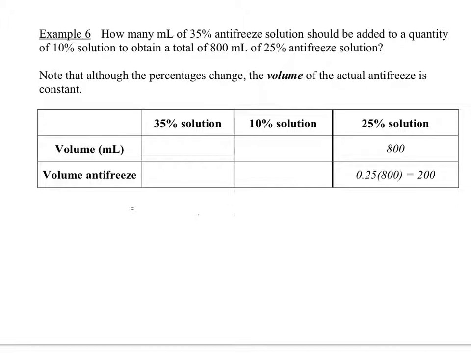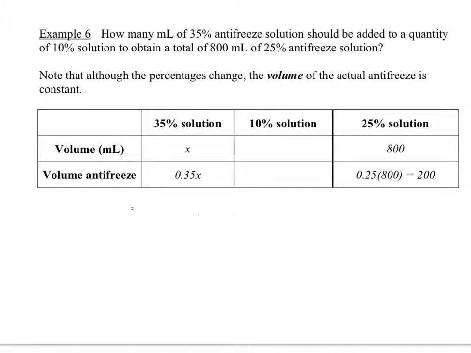Now we're going to let X stand for the amount of 35% solution, since that's what we're asked to find. And since it's a 35% solution, 35% of that is going to be actual antifreeze, 0.35 times X. Now we have a problem. We don't know how much of the 10% solution there was.